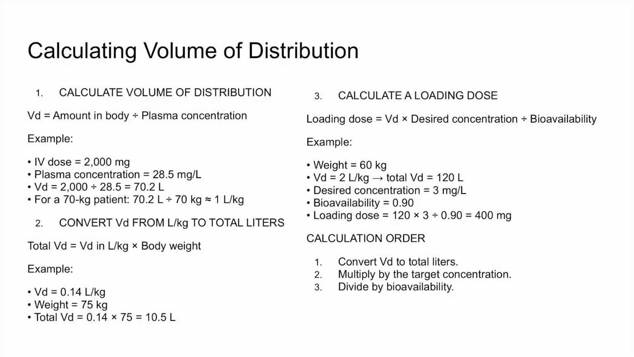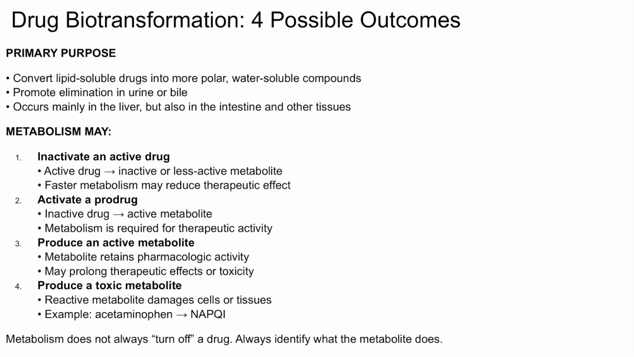All right, so the primary purpose of biotransformation is to convert lipid-soluble drugs into more polar compounds that can be eliminated in urine or bile. It occurs mainly in the liver, although the intestine and other tissues also contribute here. Metabolism can have 4 outcomes. First, it may convert an active drug into an inactive or less active metabolite, reducing its effect. Second, it can activate a prodrug, meaning metabolism is necessary for therapeutic activity.